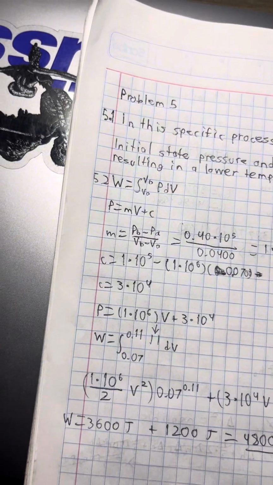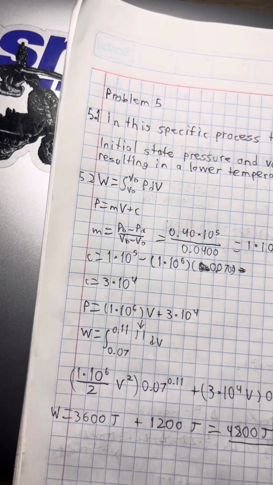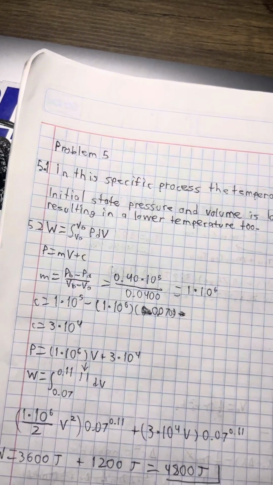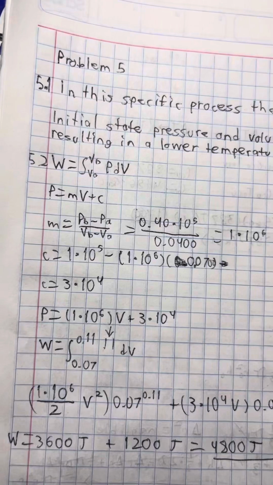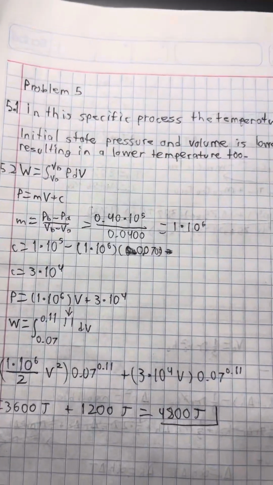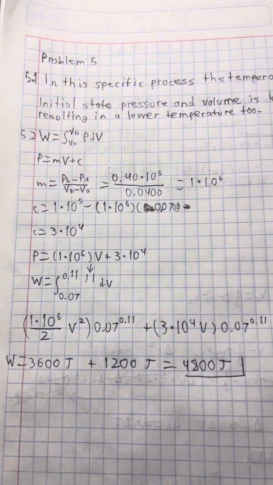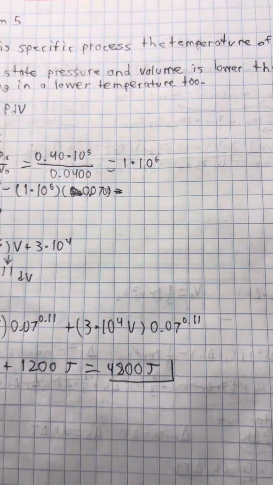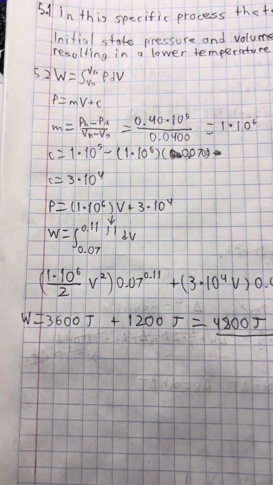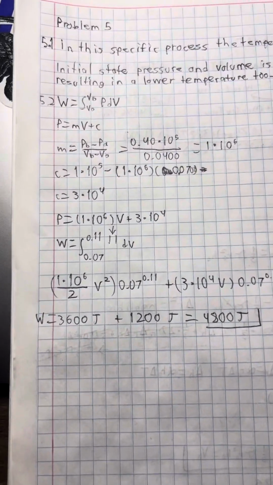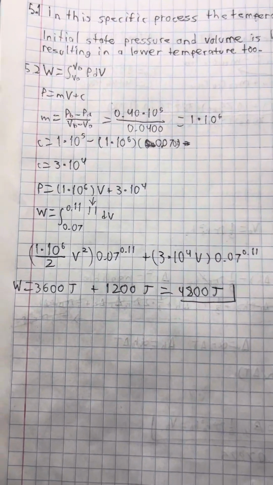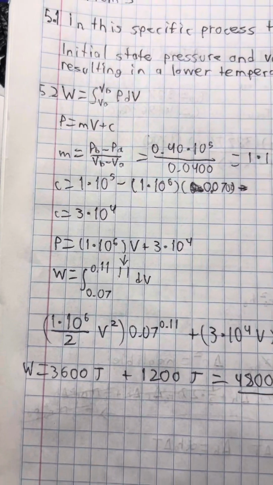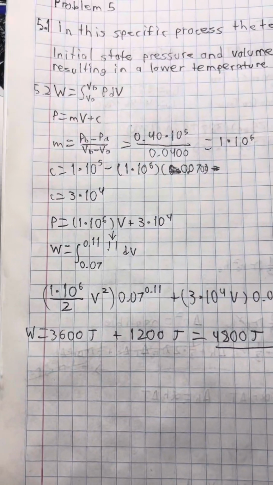Then to get the work, you have to perform this integration. Basically, the formula for pressure is equal to the slope times volume plus C. The slope can be written out like this, and replacing the values they give us for the final volume, initial volume, final pressure, and initial pressure, you get this as the slope, that is 1 million. And then you get C by solving for C, and the value of C is 3 times 10 to the 4.